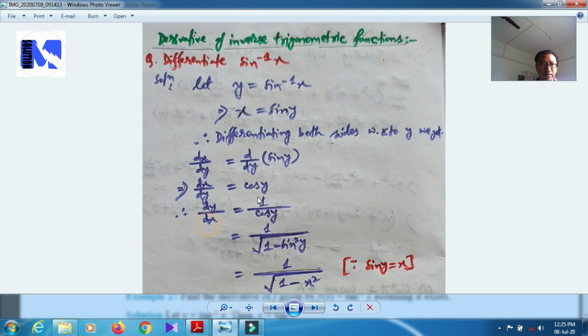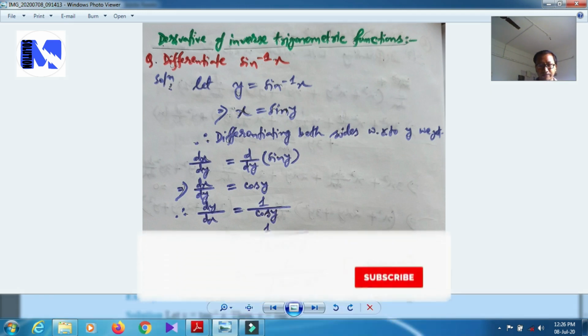That means dy by dx you can write, and this part also will reverse. It is 1 by cos y. Then 1 by cos y means what? Cos y can be written as root over 1 minus sin square y. That is the identities of trigonometric functions. And in 1 minus sin square y, this sin y is x, so we can put here, it will be 1 minus x square. Okay, so dy by dx is equal to 1 by root over 1 minus x square. That means the differentiation of sin inverse x is 1 by root over 1 minus x square.